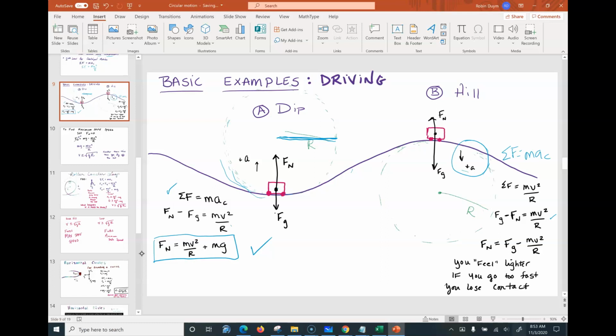You can also write mg. I just think I ran out of room. But that should make sense because this is your weight.